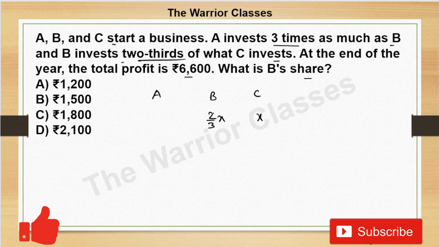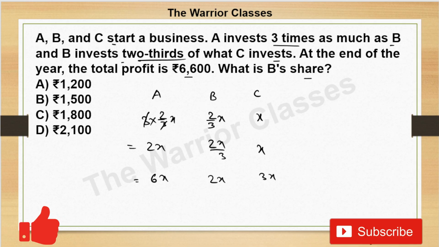So A invests 3 times of B, which means 3 multiplied by 2/3 X. 3 and 3 cancel, so it is 2X, B is 2X by 3 and C is X. To simplify this ratio, we'll multiply all the terms by 3. So A will be 3 multiplied by 2 is 6x, B will be 2x, and C will be 3 multiplied by x is 3x.